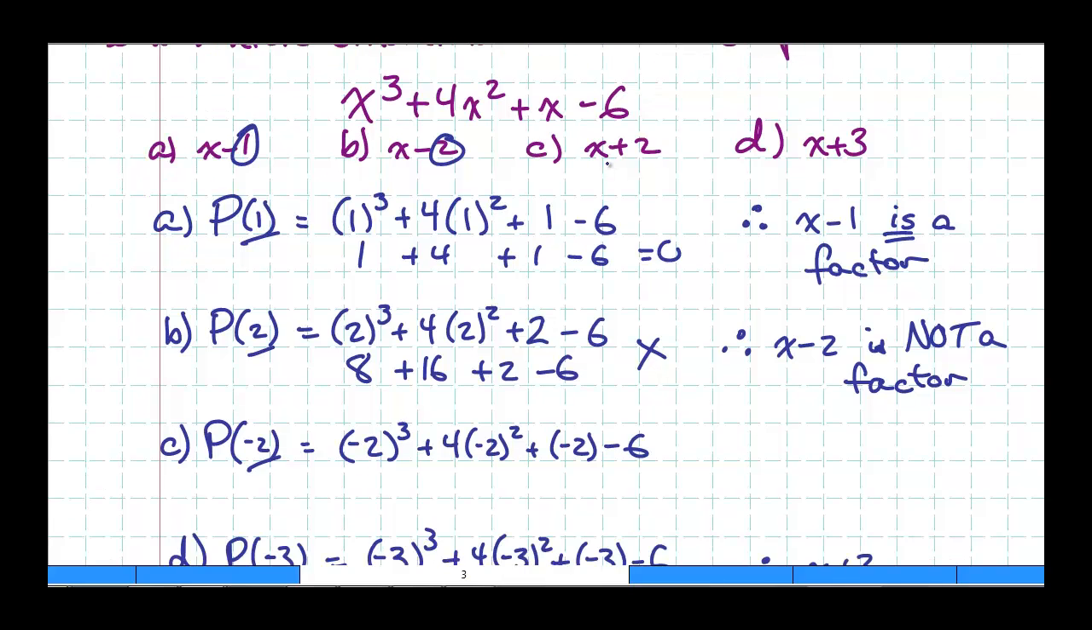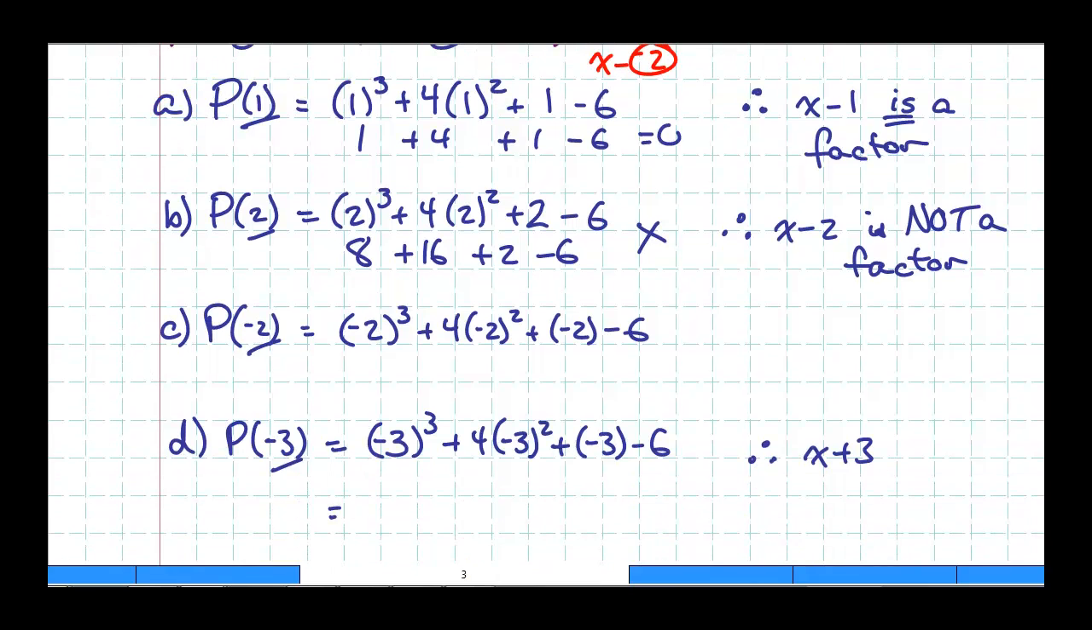In the third example, we were looking at x plus 2. Now recall that x plus 2 is like saying x minus negative 2. So that's the a value, the value that I'm substituting in. So p of negative 2 is negative 2 cubed, which is negative 8, plus 4 times negative 2 squared, which is still 16. Negative 2 times negative 2 is 4, times 4 is 16. Plus negative 2 is like saying minus 2, minus 6. Well, negative 8 plus 16 is 8, minus 2 is 6, minus 6 is 0. So that is a factor.